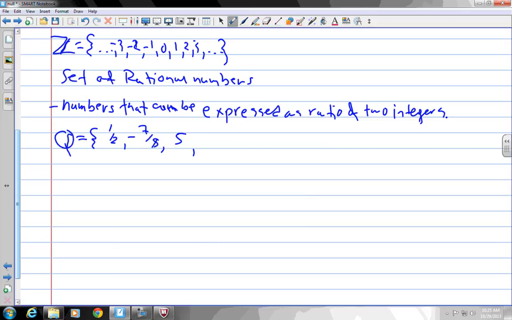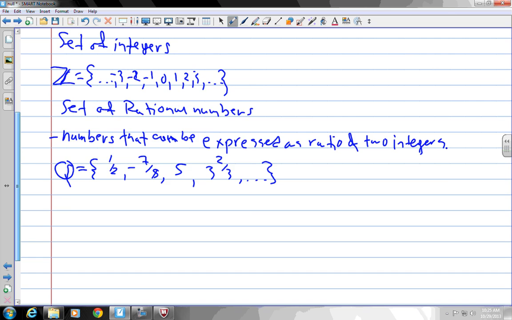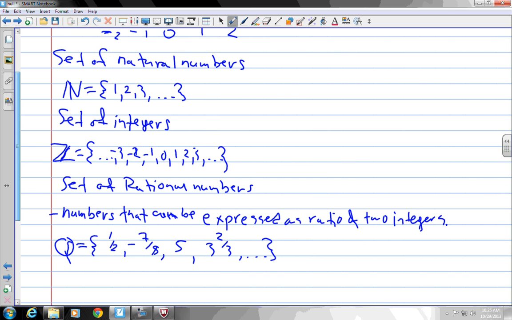So 3 2/3, and so on. All of those, there are infinitely many of those numbers. So this is kind of a structure that every natural number is an integer, and every integer is also a rational number. So they're all kind of one inside the other.